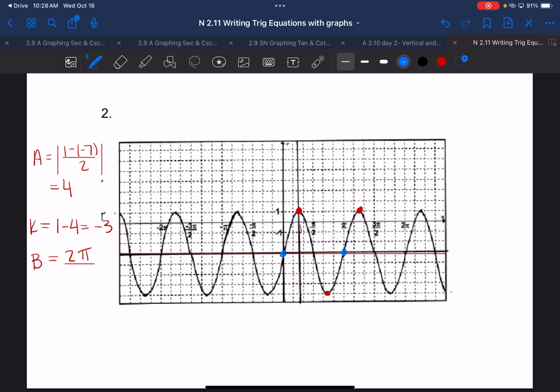So how far is that going to be between each one? How many lines is that? 6. Yeah. 1, 2, 3, 4, 5, 6. Yeah, it's 6. Okay, and what would that simplify to, guys? Pi over 3. Okay.